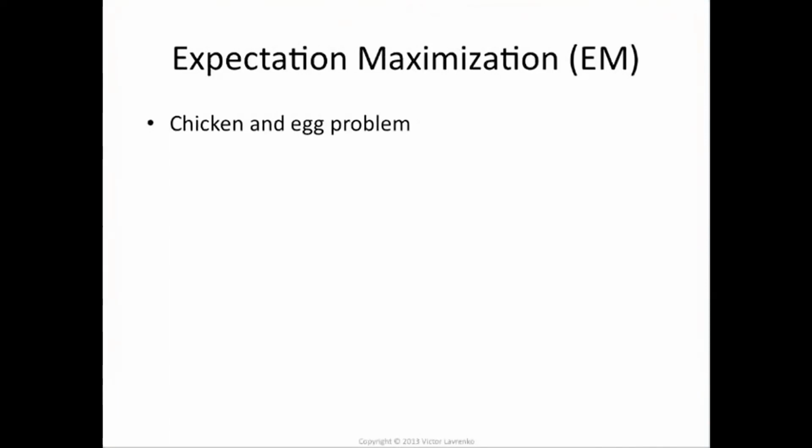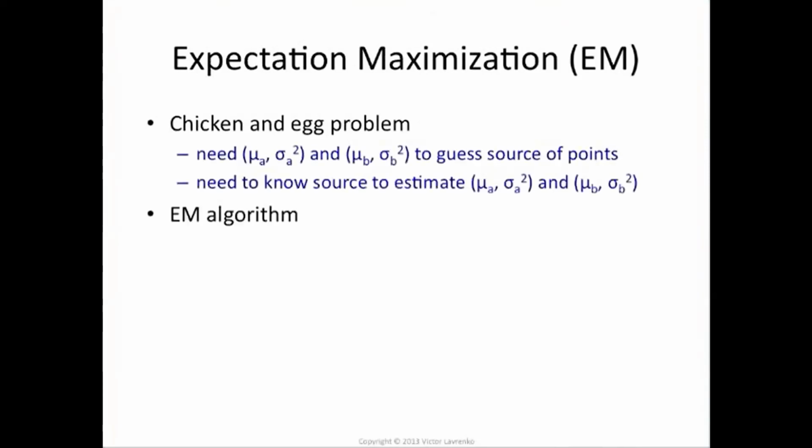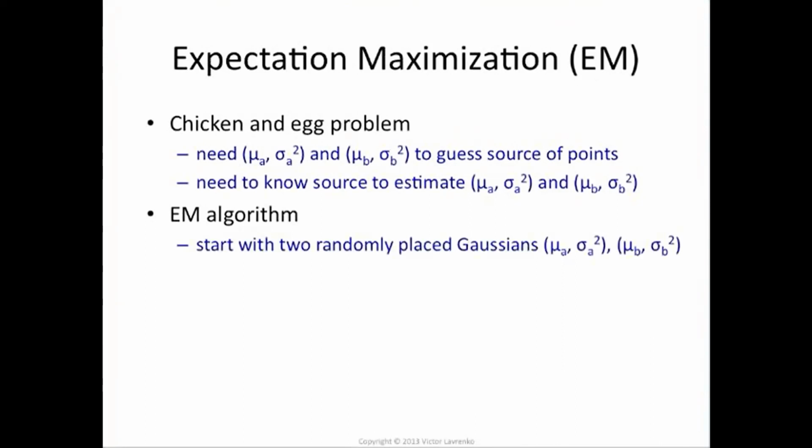So you need one to estimate the other and the other to estimate the one. And that's what the EM algorithm basically does for you. The way it works is it's going to start by placing the Gaussians randomly in space somewhere, much like the k-means algorithm. So it's going to come up with a random mean and a random variance.